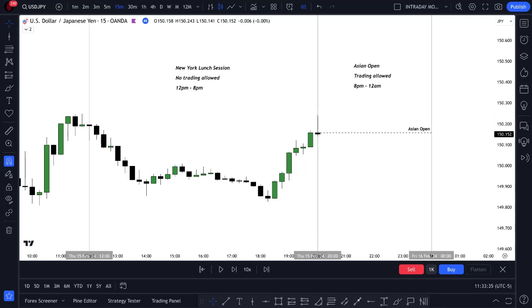Once again, with US dollar versus Japanese yen, we had a successful Asian Session model on Thursday, the 15th of February 2024. Let's walk through it together.